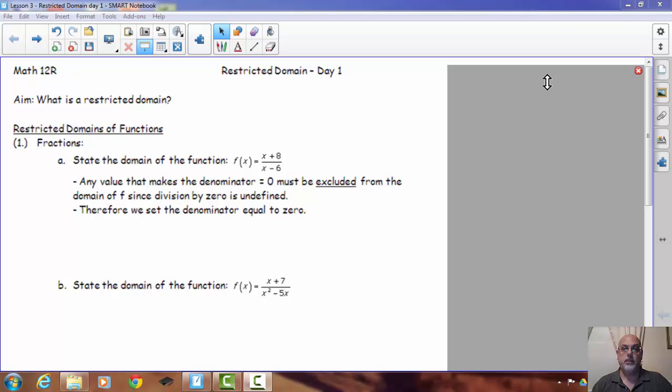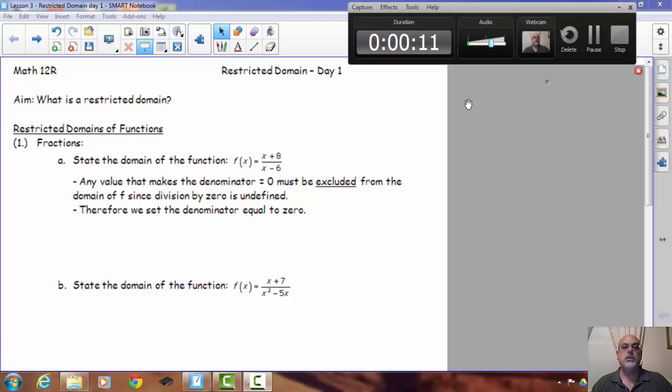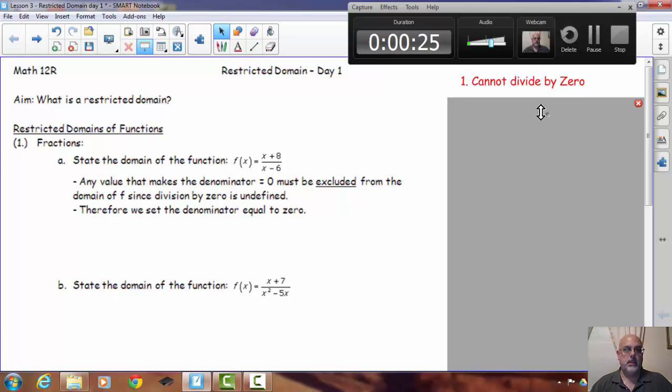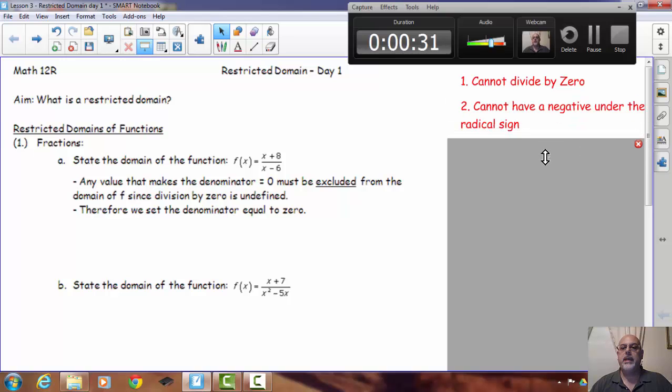In today's lesson we'll be talking about restricted domains. As part of this, there are a couple of basic things that you have to remember as we go through the lesson today. Number one, you cannot divide by zero. So if we're looking at anything with a fraction, you cannot have a zero in your denominator. And also, we can't have a negative under the radical sign. Everything we're going to be doing is real numbers, not imaginary or complex numbers.